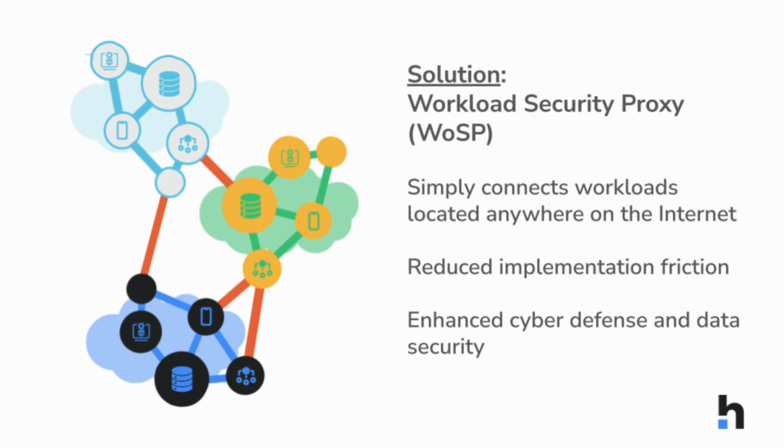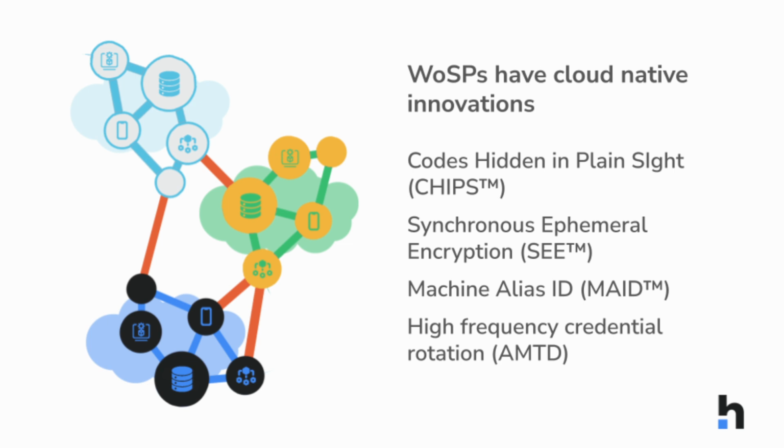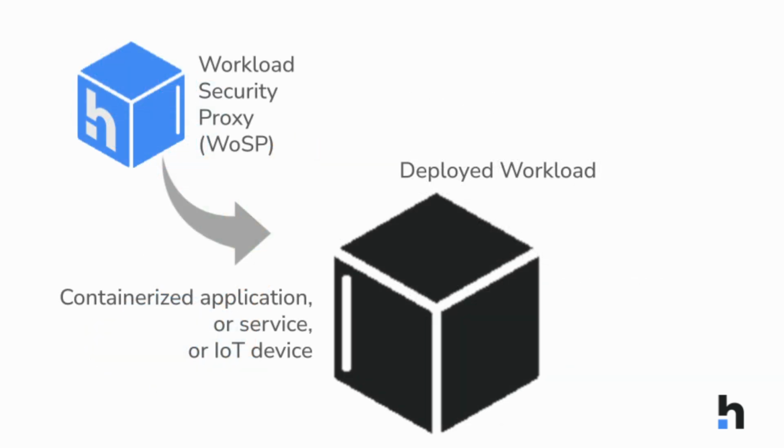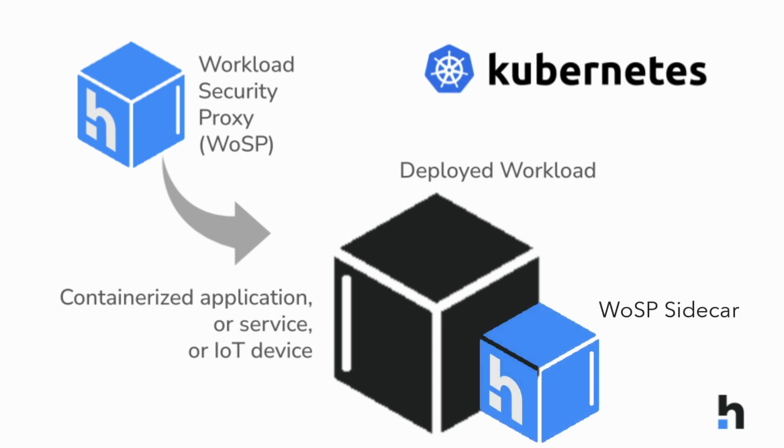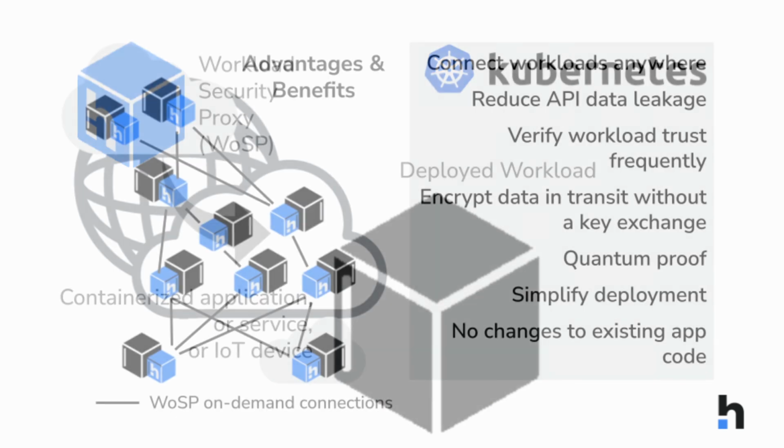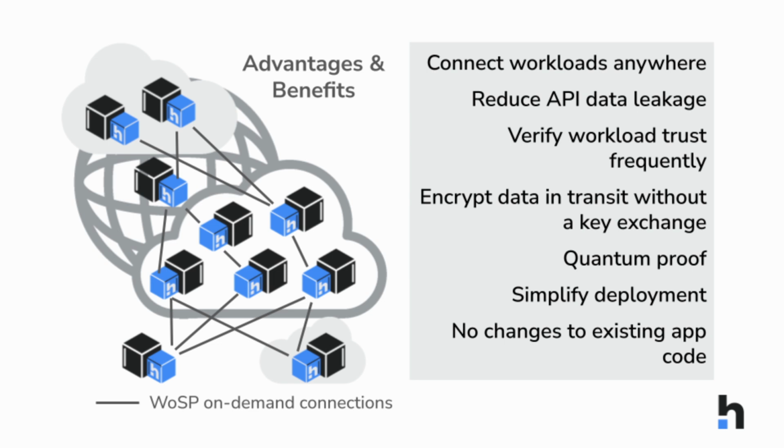A first-of-its-kind Workload Security Proxy, or WoSP for short, was developed by Hopr specifically to ease the friction and improve the security of networking containerized workloads across all cloud environments. In this short video, I'll explain the important advantages and benefits of WoSPs that are possible because of unique cloud-native innovations. A WoSP is a small, lightweight container that is deployed as a sidecar to a host workload, such as an application running in a Kubernetes environment, but it could also be used with a containerized IoT device. WoSPs deliver the advantages and benefits that you see listed here. I'll walk through each of them briefly in the rest of the presentation.